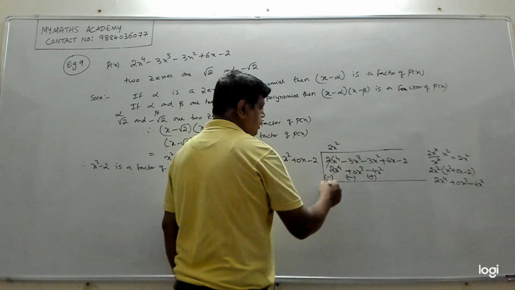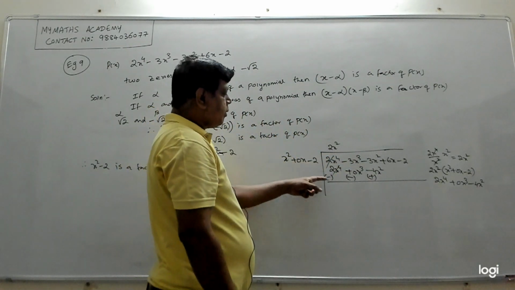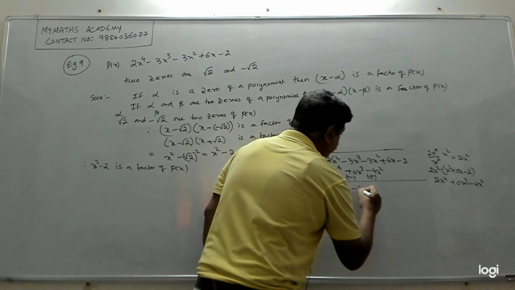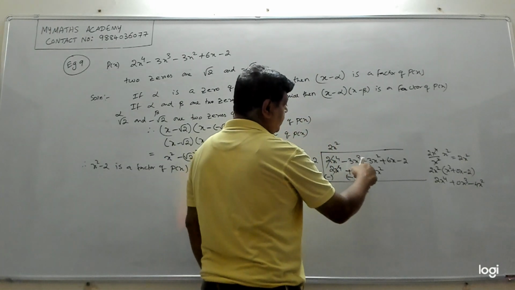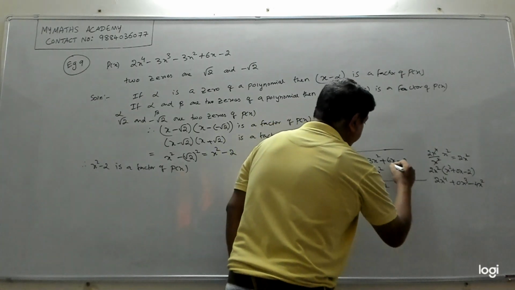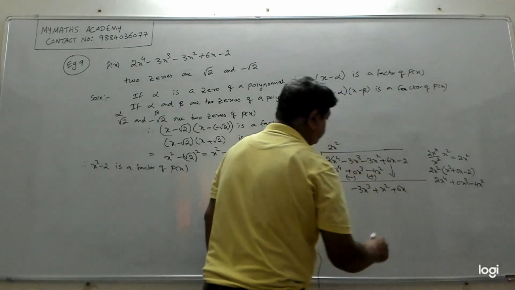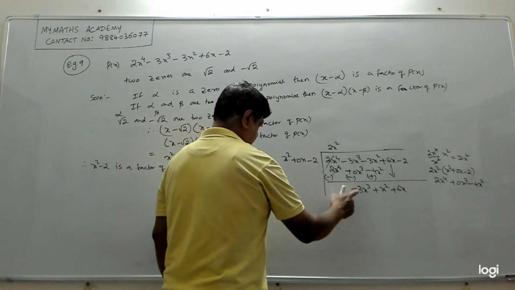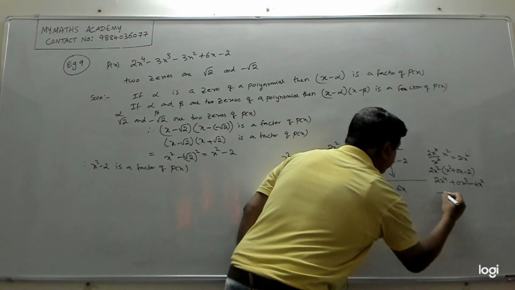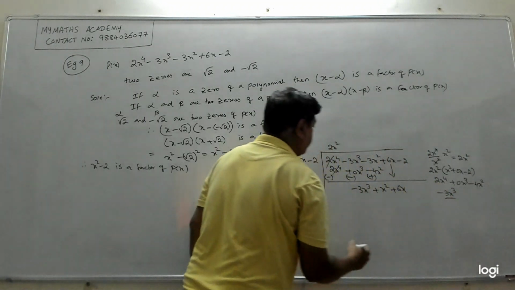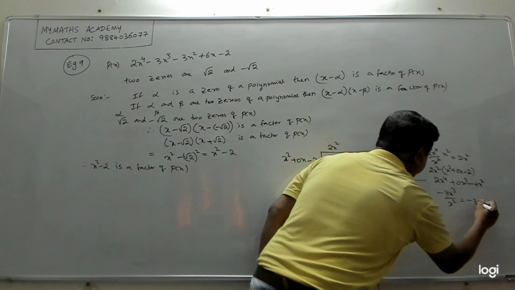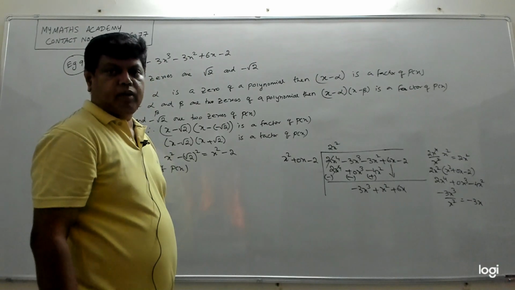Now 2x power 4 minus 2x power 4 cancel. Now minus 3x cube minus 0x cube will give you minus 3x cube. Then this is minus 3x square, this is plus 4x square, you get plus x square. Then we need to bring this 6x back. Now again we should take the first term of this, divide that by first term of this. So what is the first term of this? Minus 3x cube. Minus 3x cube by x square. That will give you minus 3x.